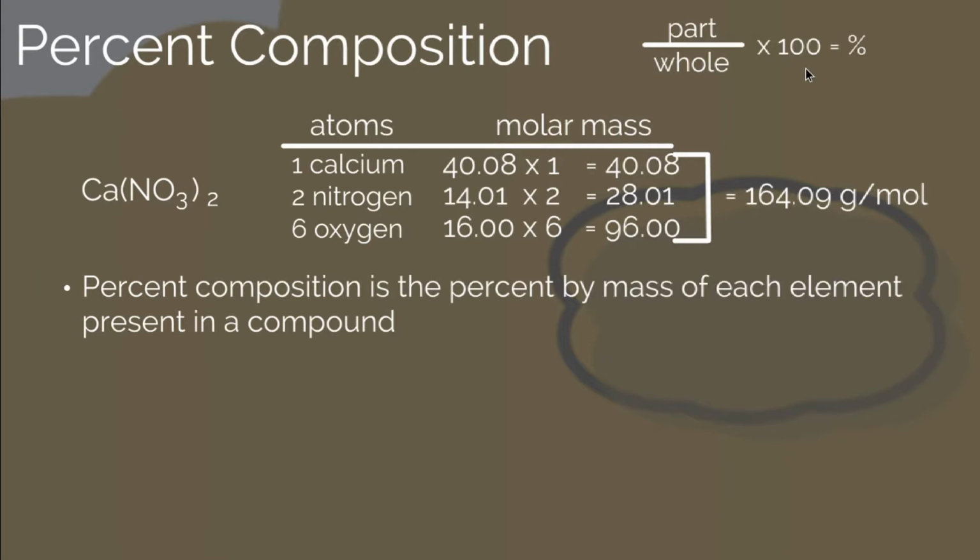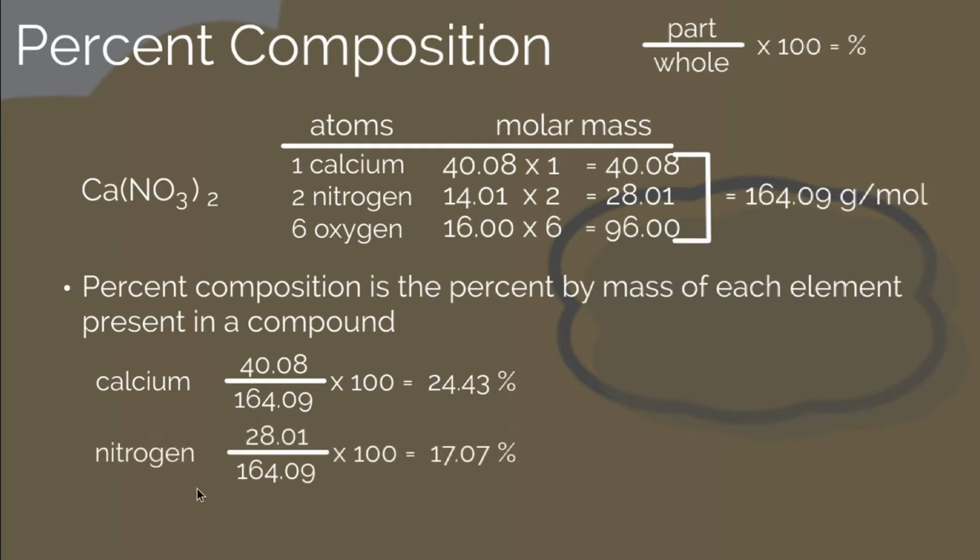So again, if we go back to this example and carry on with it, I already know the total mass, and I know the individual masses for each element. So let's use it to calculate. If we focus just on calcium, we will take 40.08 for the mass of the calcium, and I will divide that by the mass of the compound, 164.09. Divide that, multiply that by 100, and you get 24.43%.